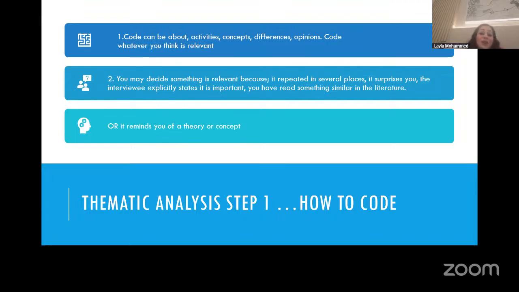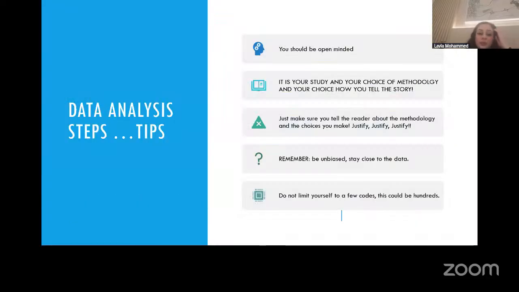And when it comes to coding, be generous in terms of how many codes that you give. Any small portion of text can be coded. Don't be surprised if you have hundreds and hundreds of codes. This is normal. This is good, actually. You should be very open-minded when you code.